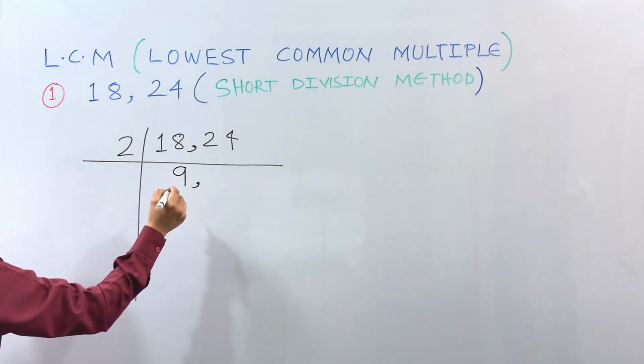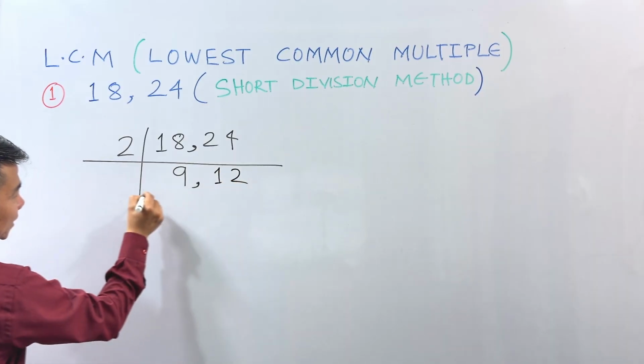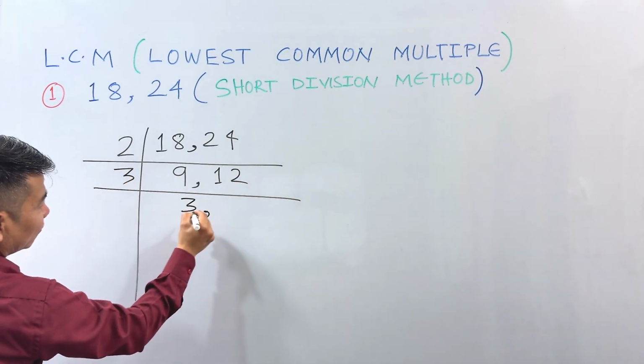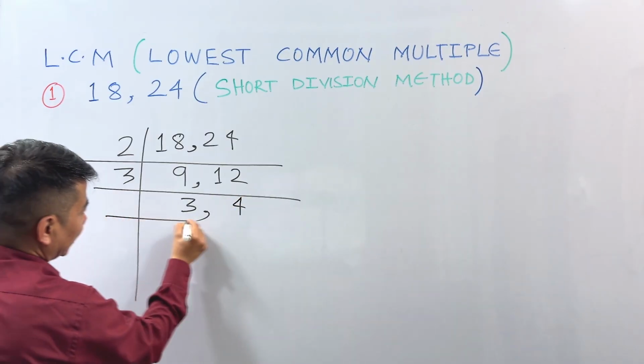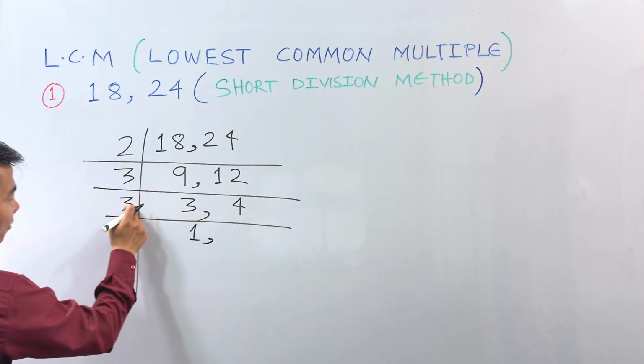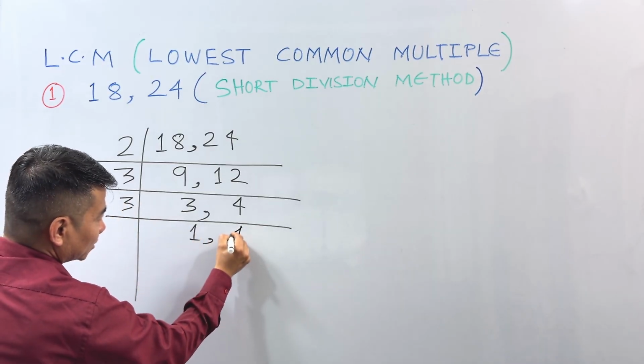We can divide 18 and 24 by 2, and 2 is a prime number. And we can divide 9 by 3, and also we can divide 12 by 3. And now we can divide 3 by 3, and we cannot divide 4 by 3. In that case, 4 gets carried forward.